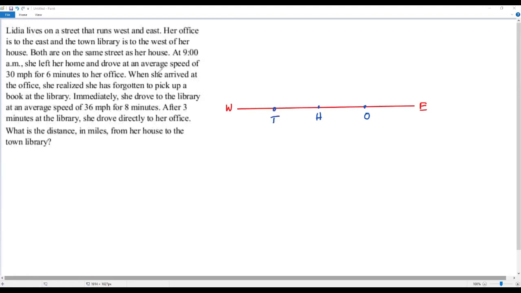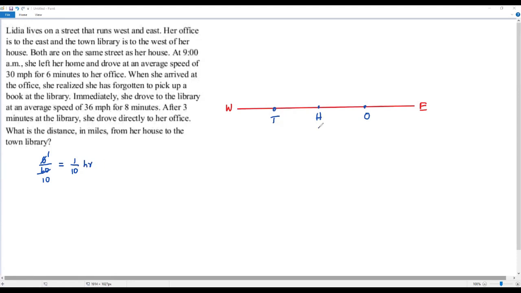Now according to the first information, at 9 a.m. she left her home and drove at an average speed of 30 miles per hour for 6 minutes to her office. So first she travels from home to office, and the speed is 30 miles per hour and the time is 6 minutes. Here the speed is in miles per hour, but the time is in minutes. Now to get the distance from home to office, we have to convert this minutes to hours. Whenever I want to convert minutes to hours, I have to divide it by 60. So when I divide 6 by 60, I am getting 1 over 10. That is, 6 goes into 6 one time, 6 goes into 60 10 times. That is, 6 minutes is equal to 1 over 10th of an hour.